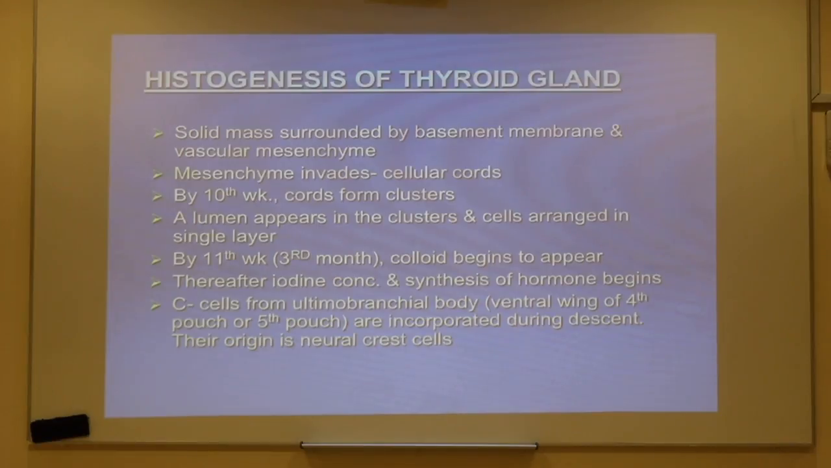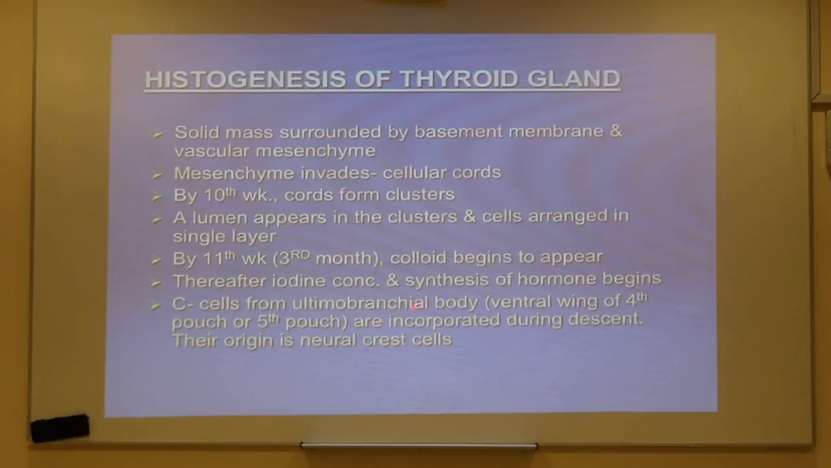So there is a single layer of cells which is covering a colloidal material inside the cavity of the follicle. And thereafter the iodine concentration and synthesis of hormones will begin. So it is around the third month of intrauterine life when the thyroid hormones are developing.